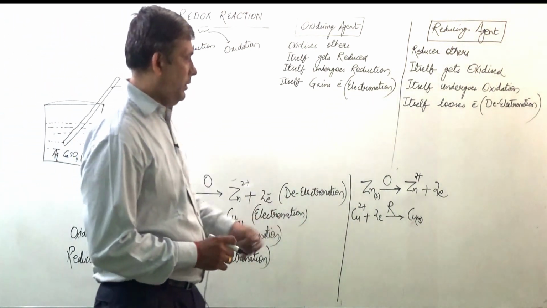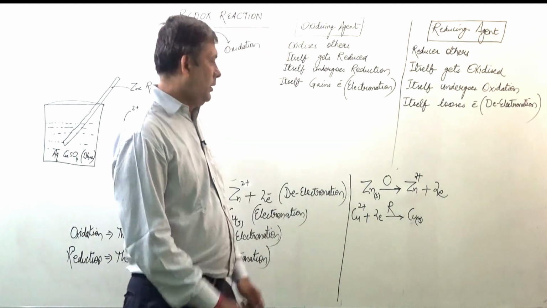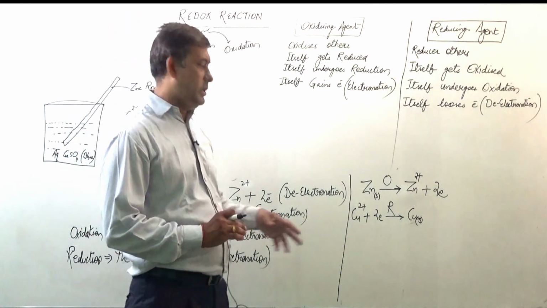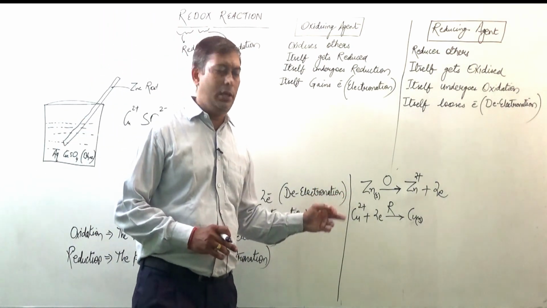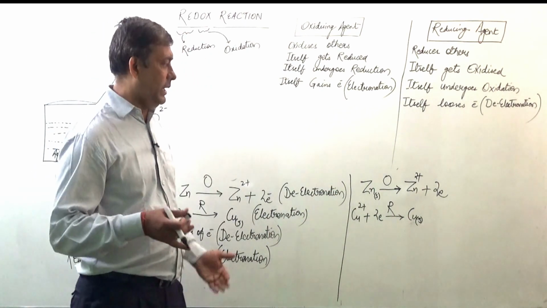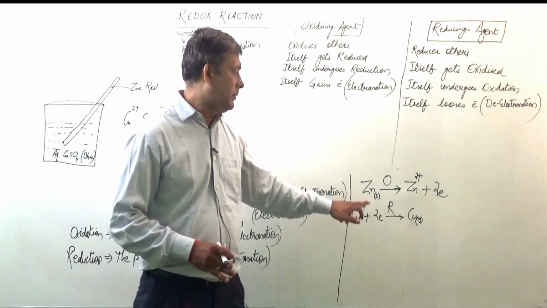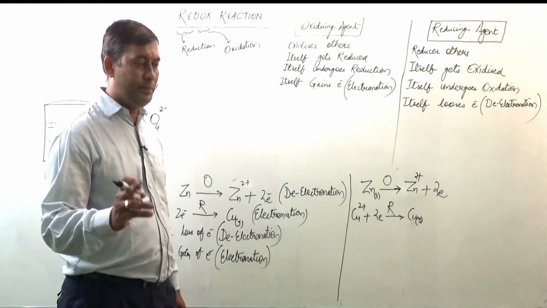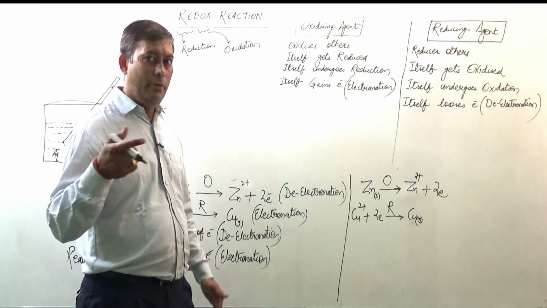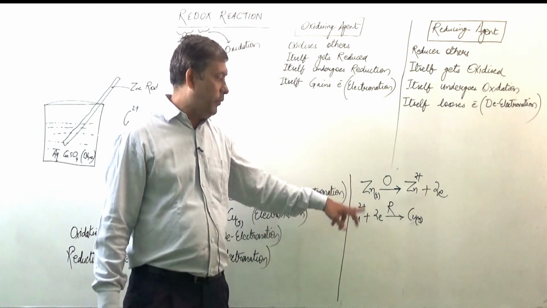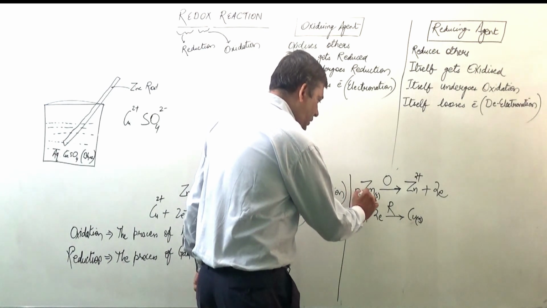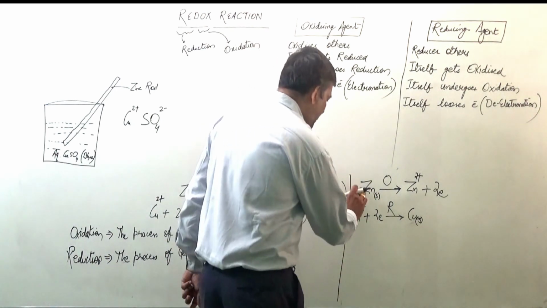Now in this reaction, can you tell me which is an oxidizing agent and which is a reducing agent? Don't forget that a reducing agent is one which reduces others but itself undergoes oxidation. Which one is undergoing oxidation? Yes, this one. So we will call it a reducing agent.